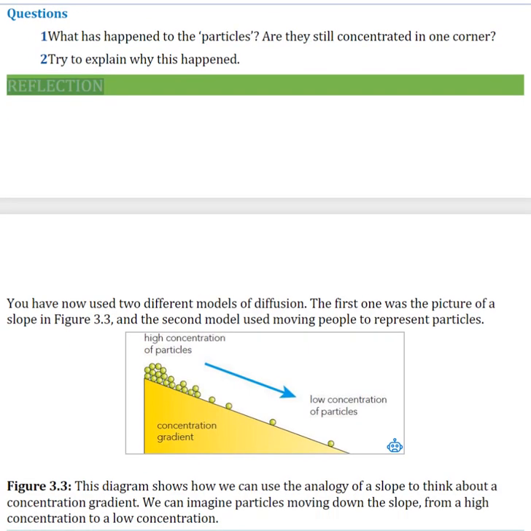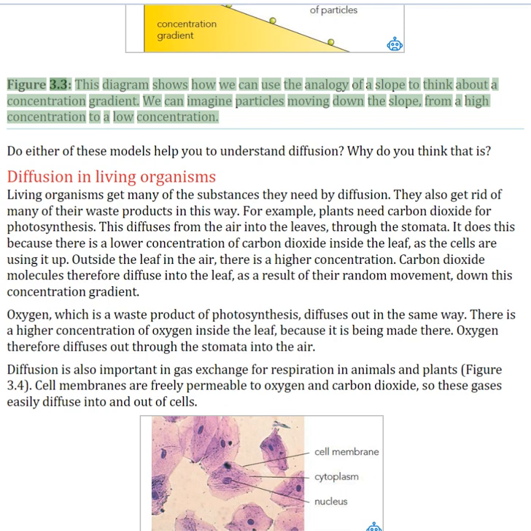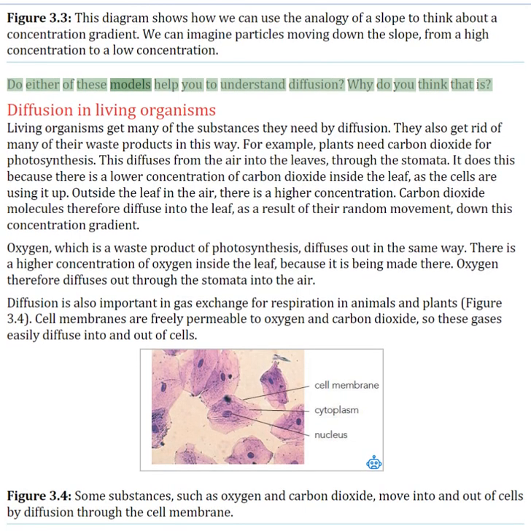Reflection. You have now used two different models of diffusion. The first one was the picture of a slope in Figure 3.3, and the second model used moving people to represent particles. Figure 3.3. This diagram shows how we can use the analogy of a slope to think about a concentration gradient. We can imagine particles moving down the slope, from a high concentration to a low concentration. Do either of these models help you to understand diffusion? Why do you think that is?